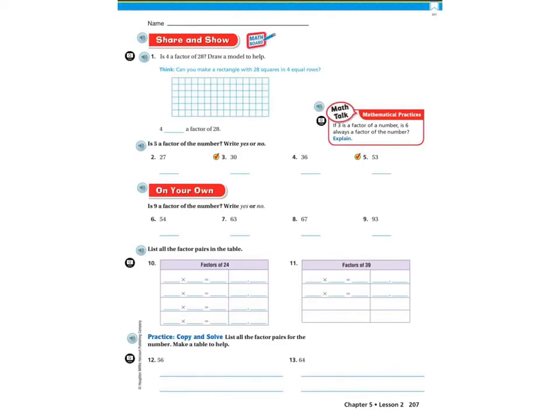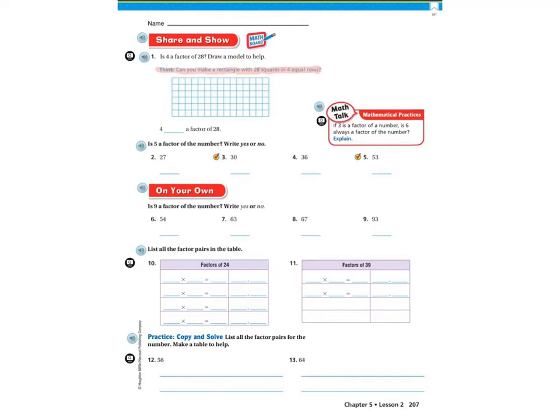And this is Sharon Show, and then we'll do some on our own as well. All right, so number 1 is a factor of 28. Draw a model to help. Well, we can look at this and we know 4 times what gives us 28. And a lot of us know this math fact. 4 times 7 gets us 28. But again, what it's asking us is, can you make a rectangle with 28 squares in 4 equal rows?